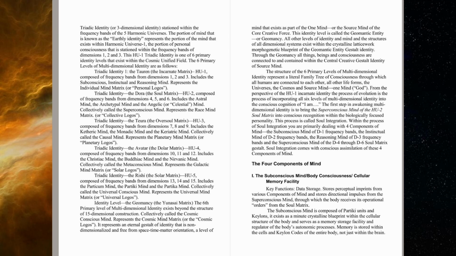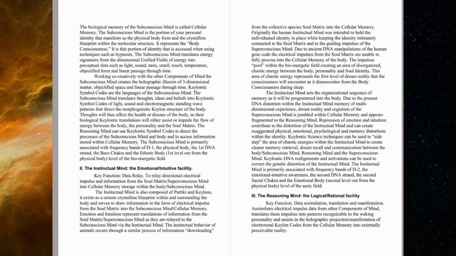It exists as a minute crystalline blueprint within the cellular structure of the body and serves as a memory storage facility and regulator of the body's autonomic processes. Memory is stored within the cells and Keylon codes of the entire body, not just within the brain. The biological memory of the subconscious mind is called the cellular memory. The subconscious mind is the portion of your personal identity that manifests as the physical body form and the crystalline blueprint within the molecular structure. It represents the body consciousness. It is this portion of identity that is being accessed when using techniques such as hypnosis.